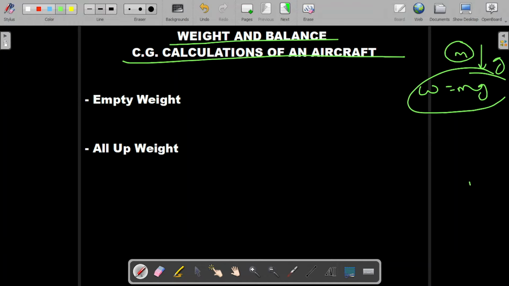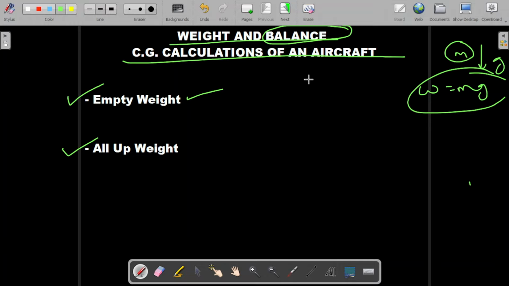But when we are talking about the balancing of an object or balancing of an aircraft, there are two terminologies, that is empty weight and all-up weight, which need to be discussed in detail and clarified. On the basis of them only we'll be able to understand how the center of gravity of an aircraft is calculated. So first we'll discuss the empty weight.